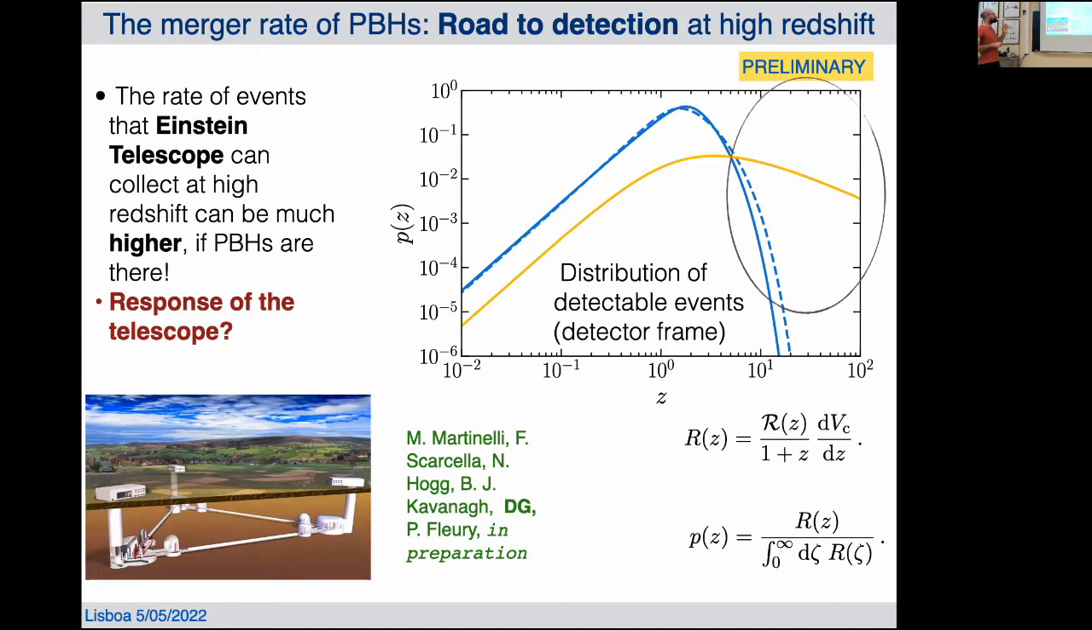So let me go to the main result that I wanted to show. That is a paper that we will write, well, tomorrow actually. It's an assessment of the capability of Einstein Telescope to do this exercise. This plot is the same, just shown in the detector frame. It's the merger rate of astrophysical black holes versus the merger rate of primordial black holes. We want to assess whether this is feasible, whether even a small fraction of primordial black holes can pop up at very large redshifts and manifest itself with an anomalous rate at very high redshift.